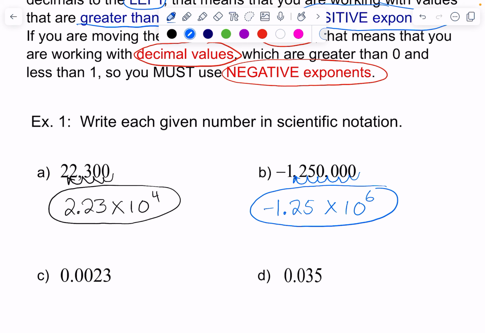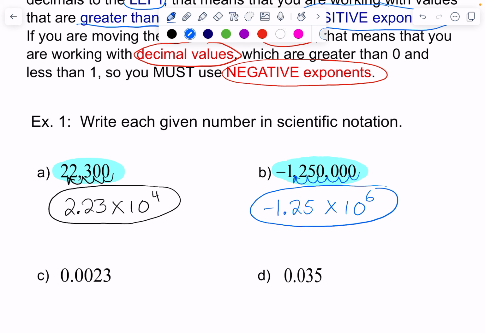Now please note, we are going to the left, but I never really worry about whether I'm going to the left or the right. I simply worry about what the value of the original number is. If it's larger than 1, I'm going to use positive exponents.